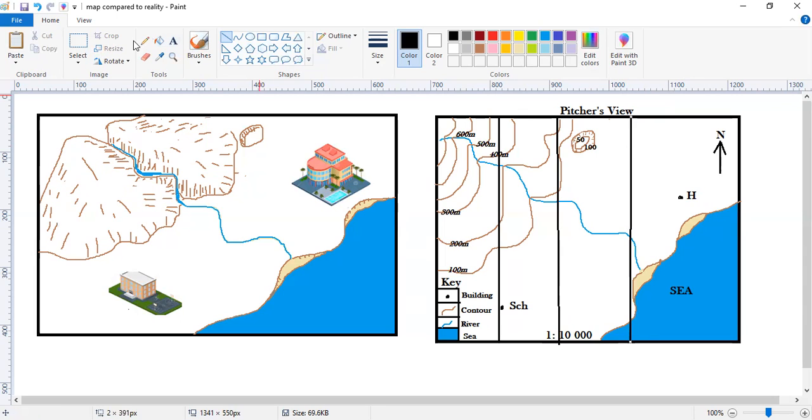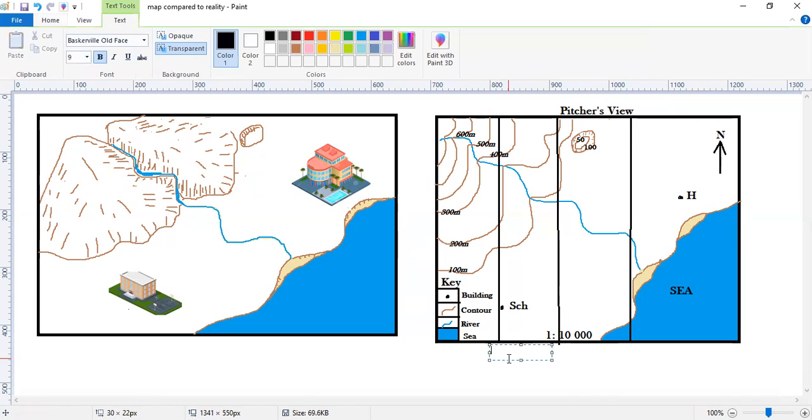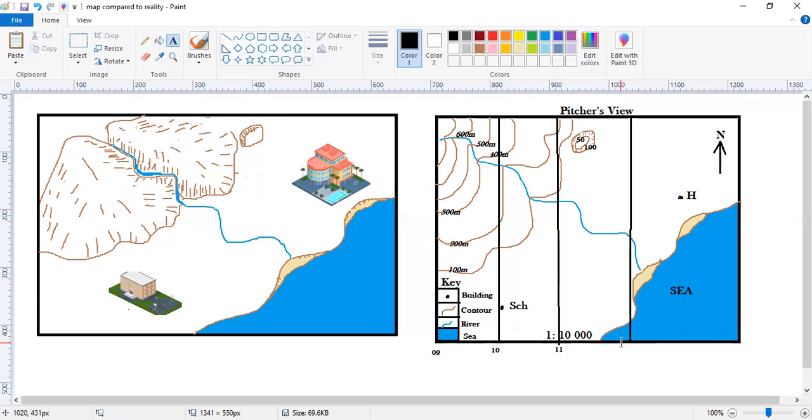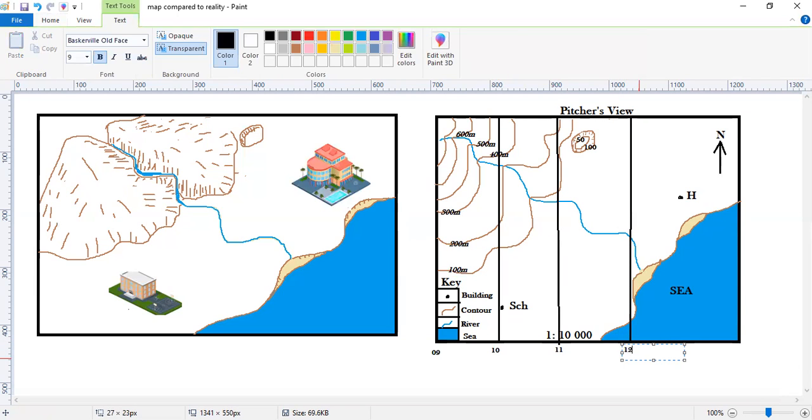So for example, we could have 10 right here, which would make this one 09. And then we have 11 right here. And then we have 12 right there. So the values are increasing towards the east.